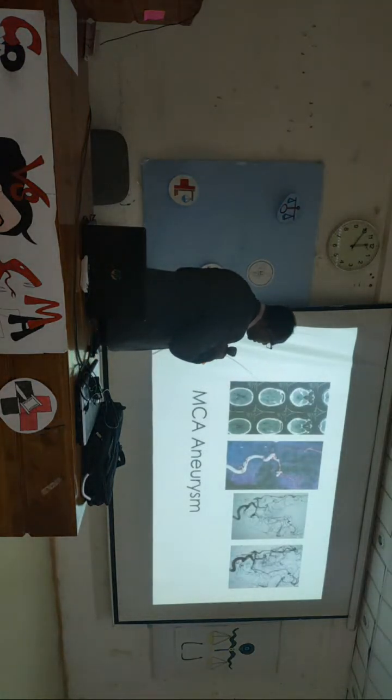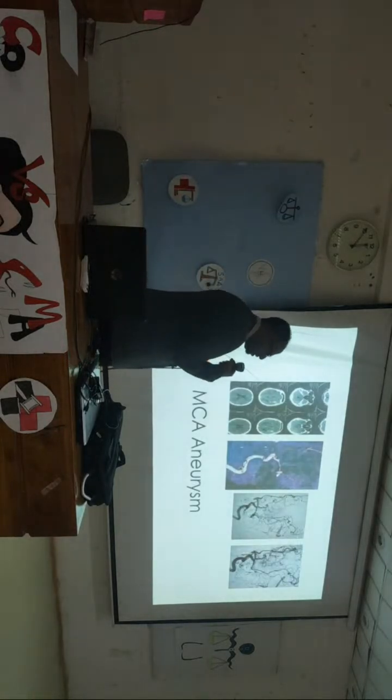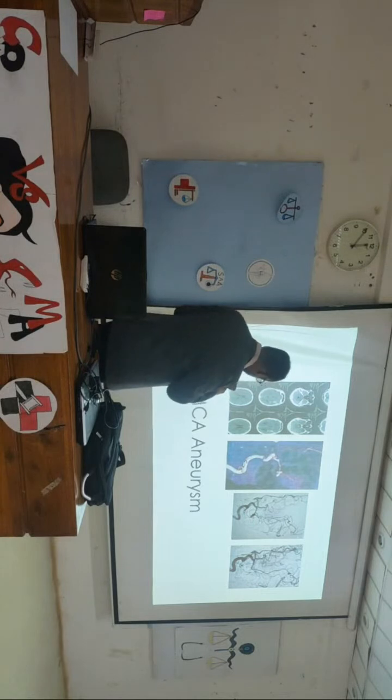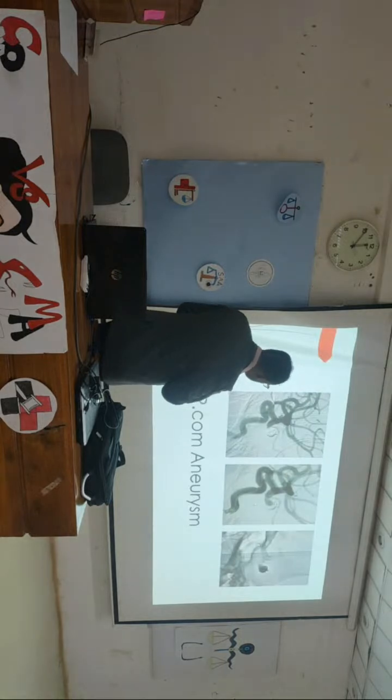Aneurysms can occur in the middle cerebral artery, anterior communicating artery, parathalamic, anterior choroidal, cavernous, pericallosal, and can occur anywhere in the different arteries of the brain. I will give you another example. Here, another patient with an aneurysm. This is a posterior communicating aneurysm. And we see here the posterior communicating artery connecting the anterior circulation with the posterior circulation of the brain.